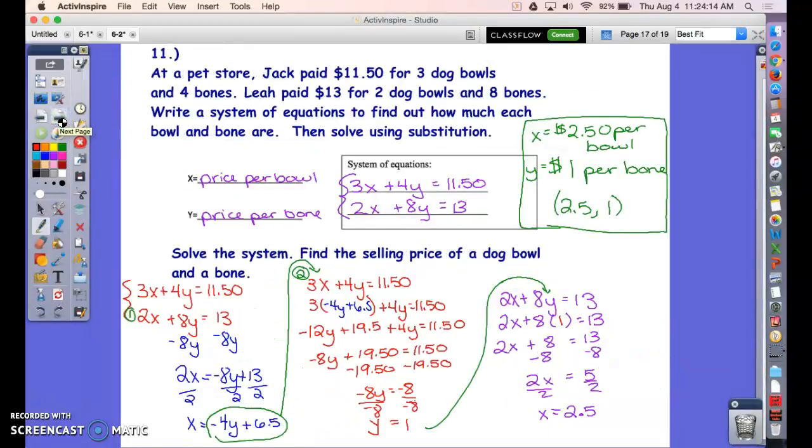And at the pet store, for the pet store problem, I set up my system like this. You may have solved for a different variable over here. Either way, you have a little bit of work to do because you have decimals. But in the end, I figured out that each bowl must cost $2.50 and each bone must cost $1.